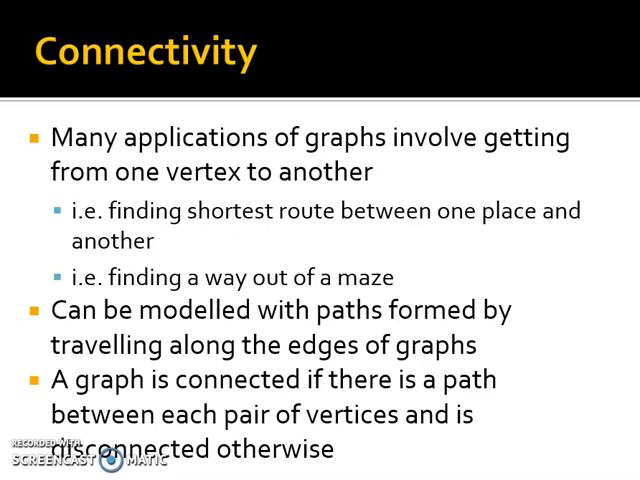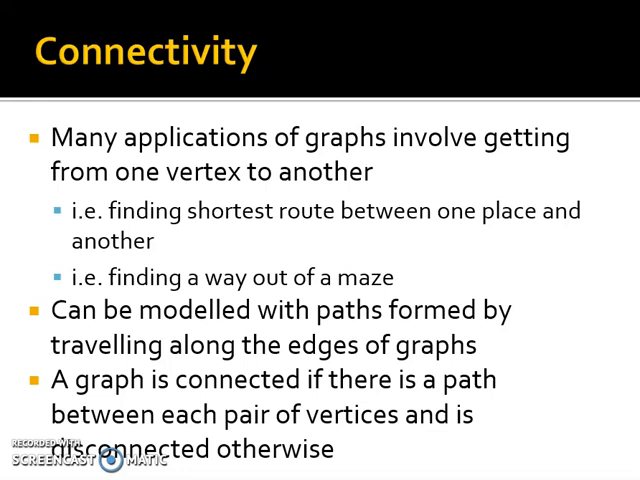So now we've looked at graphs, what we need to look at is the way that they're connected and the way that we traverse a graph. So many applications of graphs involve getting from one vertex to another. For example, finding the shortest route. We looked before how they can represent how cities are interlinked together.